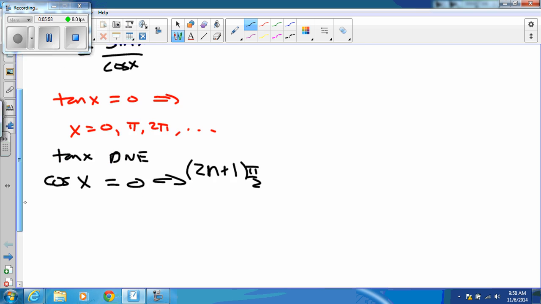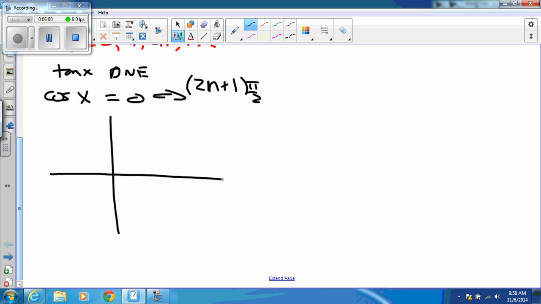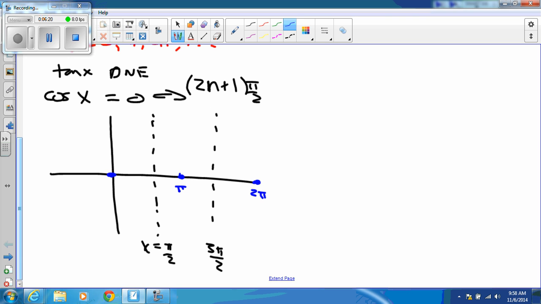Yes. Okay. Now, armed with that, I'm ready for a sketch. I'm going to have a vertical asymptote at pi over 2, and another one here at 3 pi over 2. And I'm going to have zeros at 0, pi, and 2 pi. Okay? Now, how does the graph go from here? My options are up or down. It starts going up. How do you know?